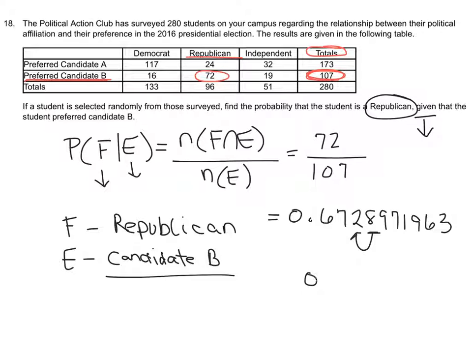So my final answer is 0.673. And again, this is the probability that the student is Republican given that the student prefers candidate B.